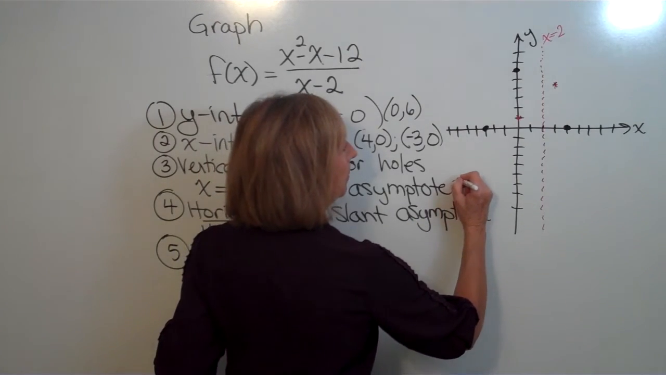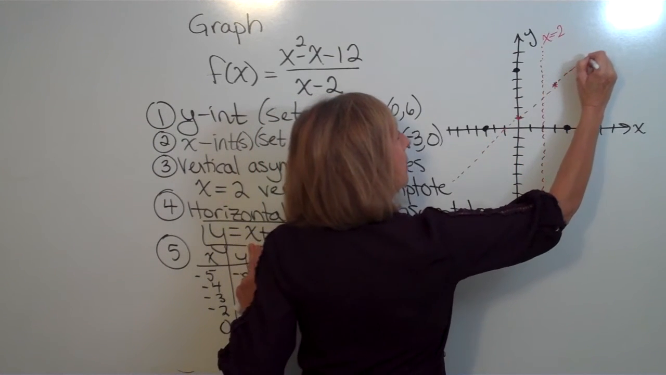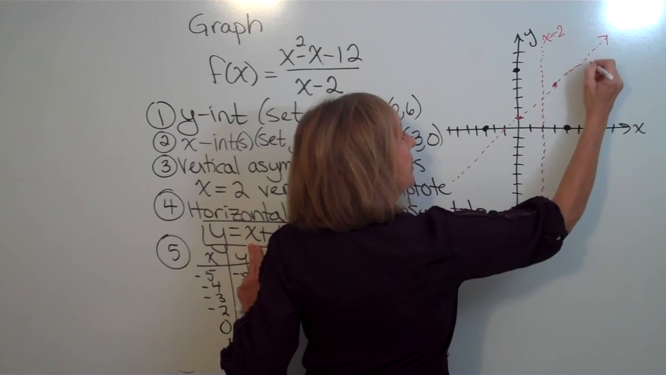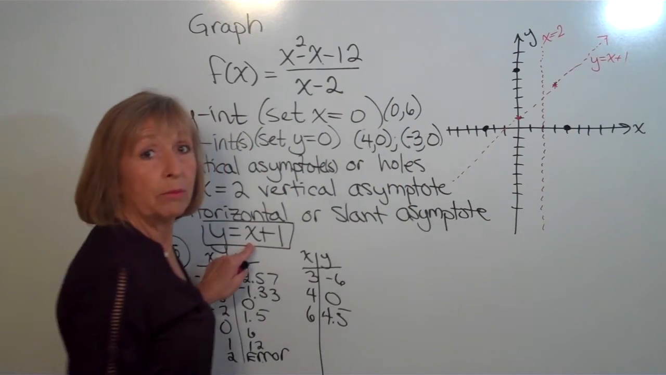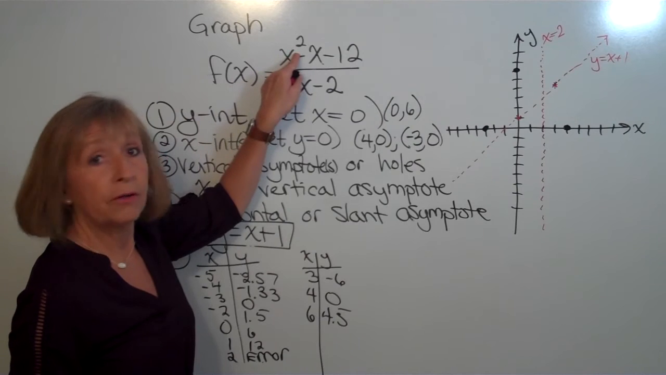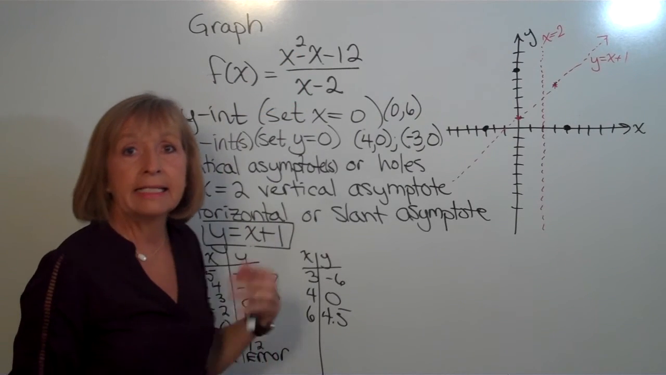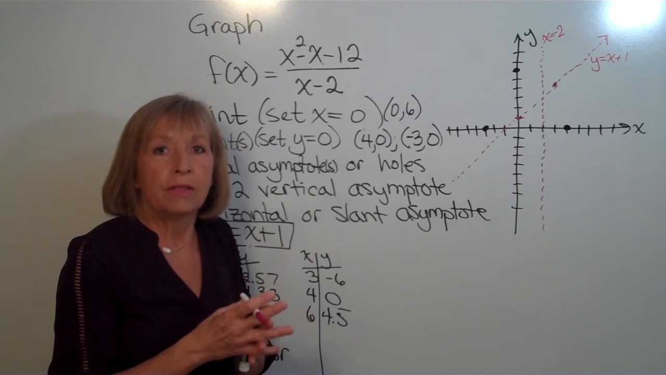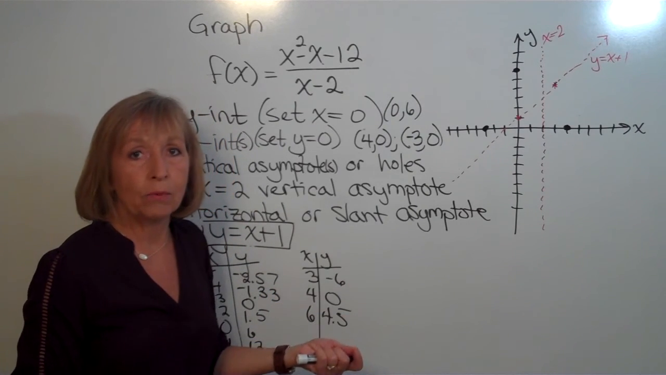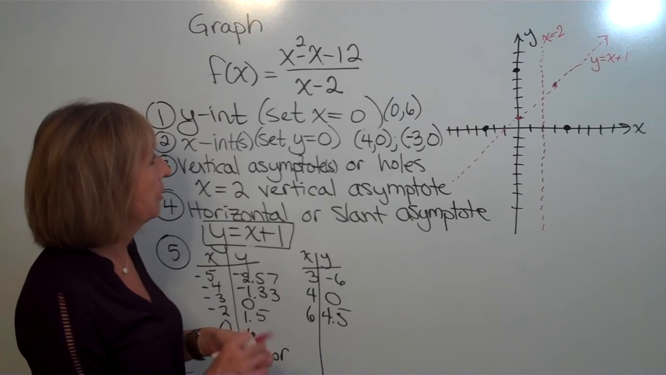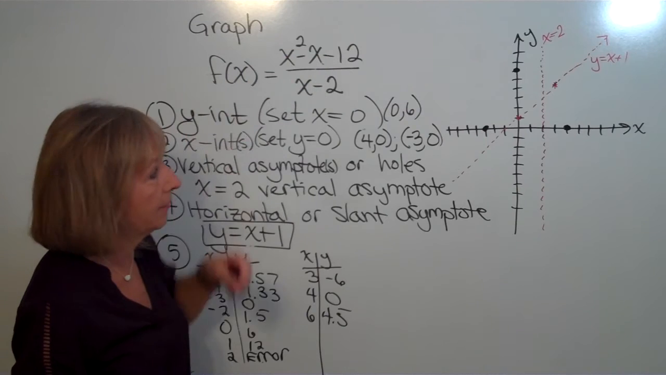So we're going to connect these dots to make our slant asymptote y equals x plus 1. And again, remember we got that because the degree of our numerator was 1 bigger than the degree of our denominator, and I didn't have a fraction that would simplify down to something that wasn't a rational expression. It didn't have a common factor of x minus 2 top and bottom.